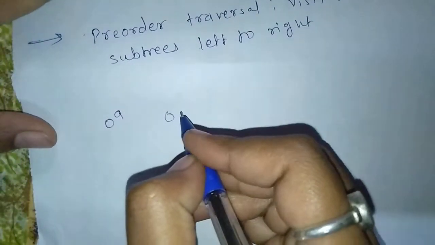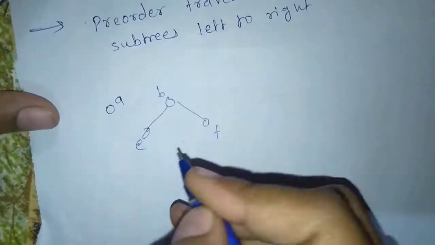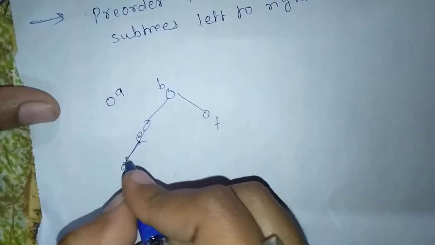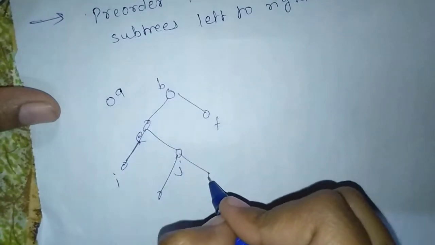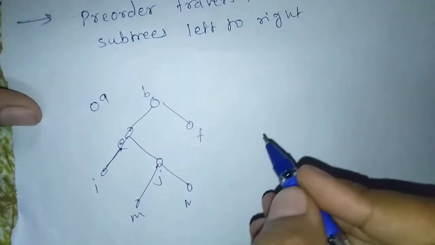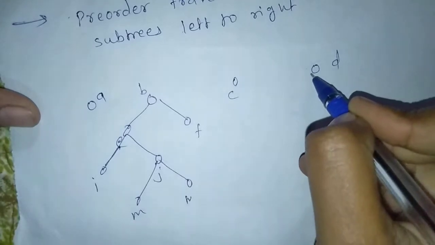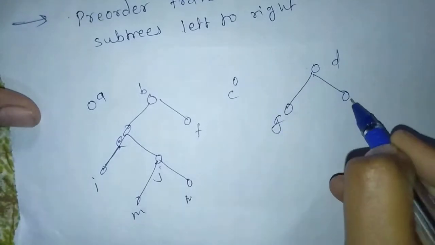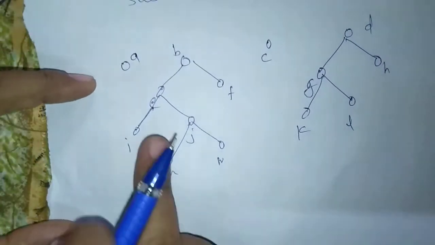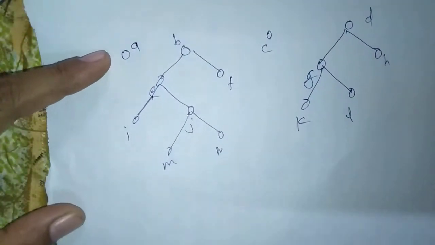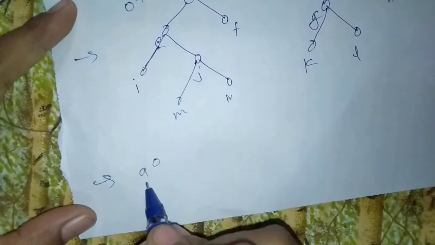So B, E, F, I, J, M, N. Next subtree C and next subtree D. H, K, L. Now this is the first preorder. Next step, A as it is.